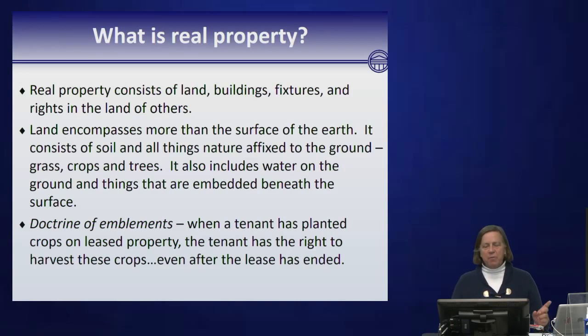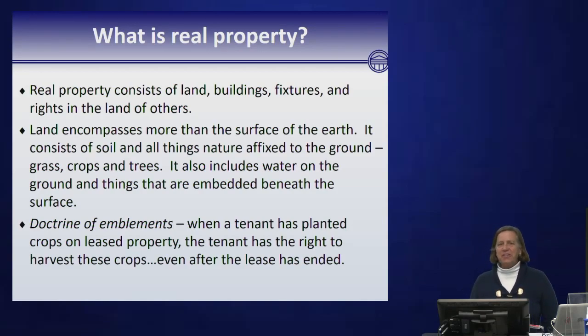So today we will briefly touch on the law of easements. As I said, land encompasses more than just the surface of the earth. It consists of soil and all things in nature affixed to the ground: grass, crops, trees. It also includes water under the ground and things embedded in the earth.